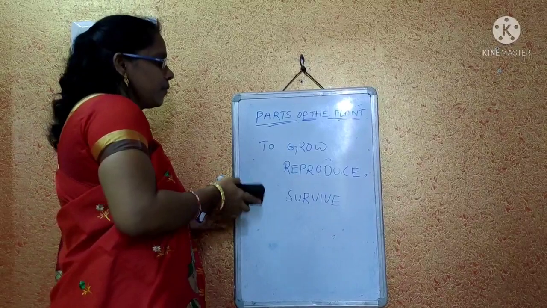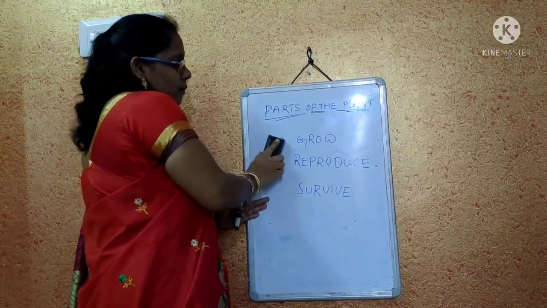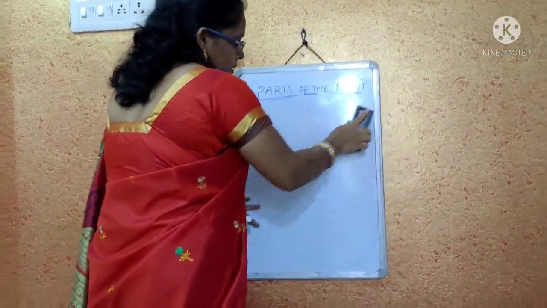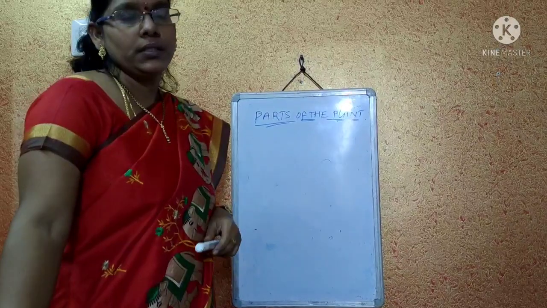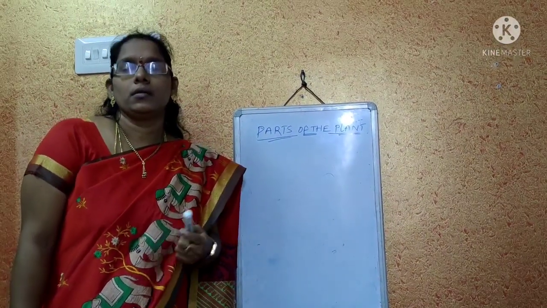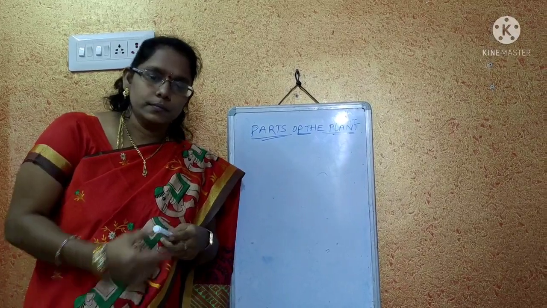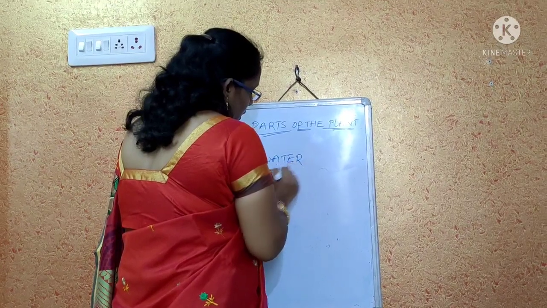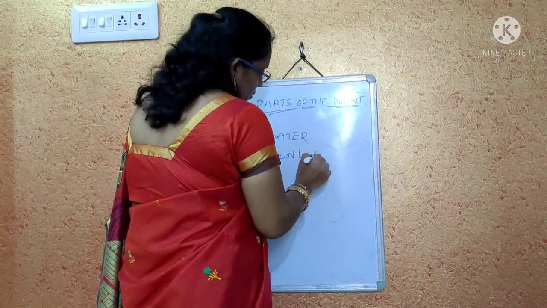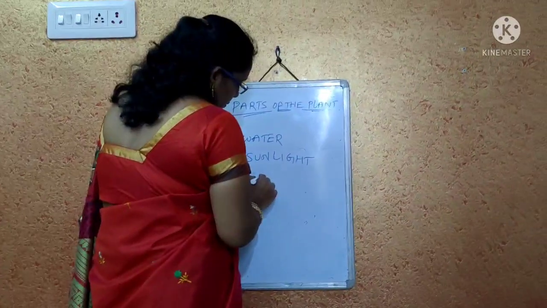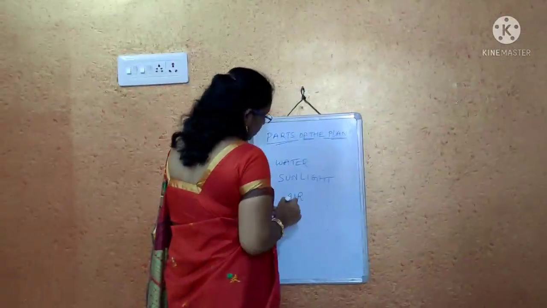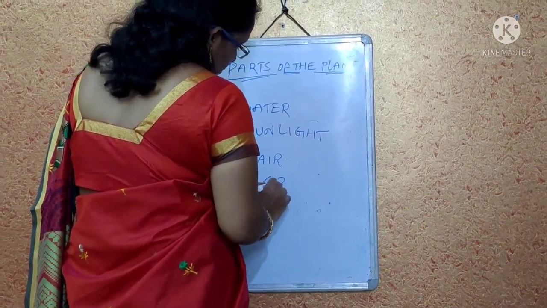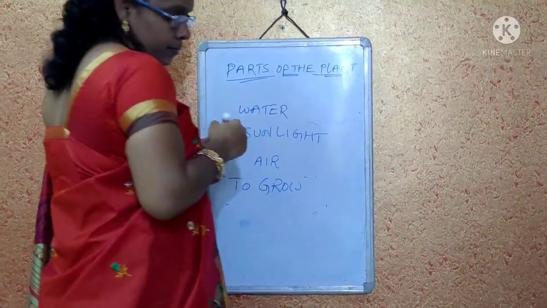Write down, children. Plants need water, sunlight, and air to grow. Okay, children? Plants need water, sunlight, air to grow. Write down.